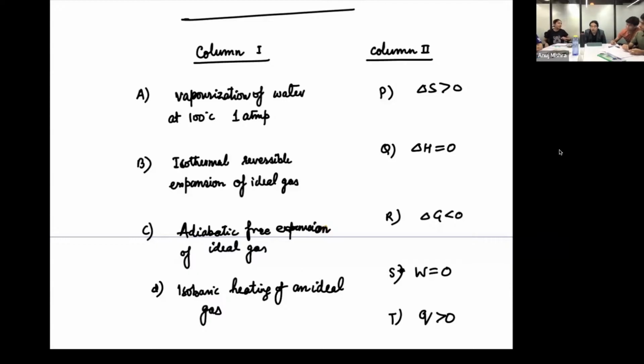Delta S is zero? It can be greater than zero, because remember, don't apply the formula dq upon T is dS. It is applicable only for reversible cases. Sir, why will Q be greater than zero? The process itself is irreversible. If it is irreversible, you cannot apply the formula dq upon T. Yeah, Q is zero. Right.